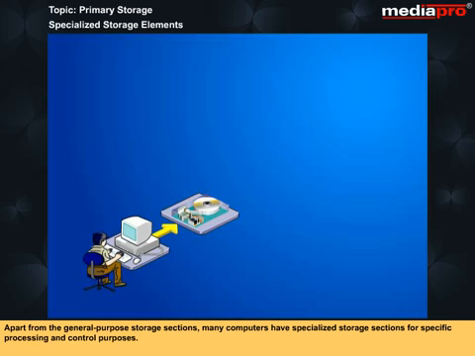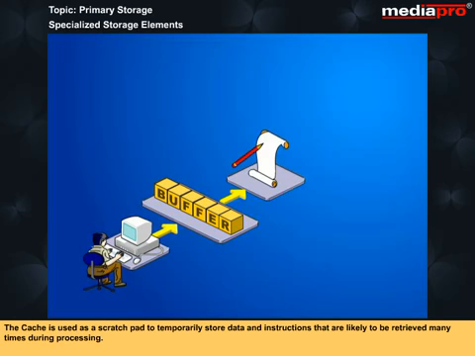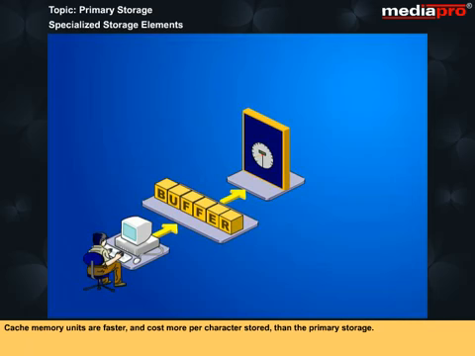Apart from the general purpose storage sections, many computers have specialized storage sections for specific processing and control purposes. One such area is the buffer memory or cache memory. The cache is used as a scratch pad to temporarily store data and instructions that are likely to be retrieved many times during processing. Cache memory units are faster and cost more per character stored than the primary storage.